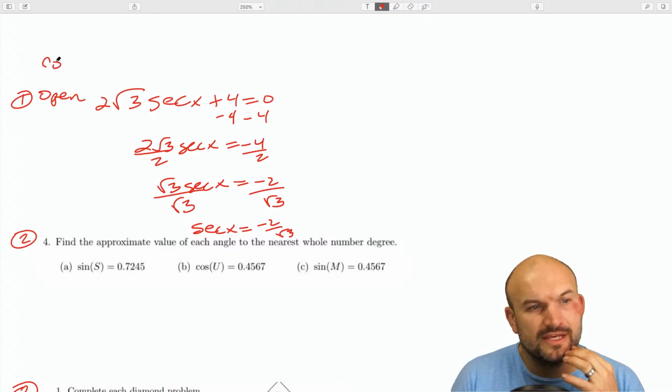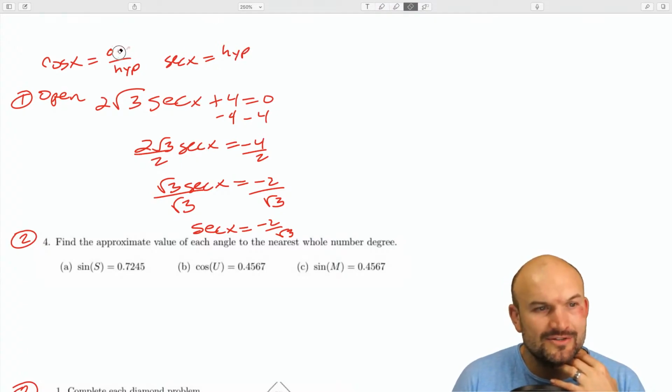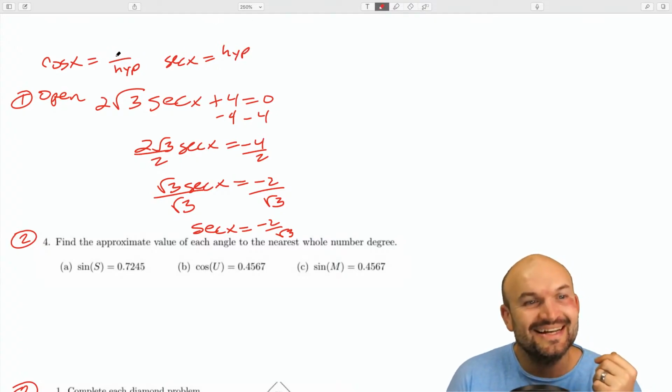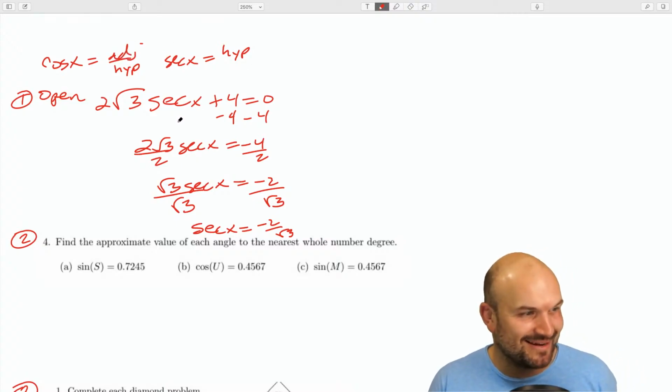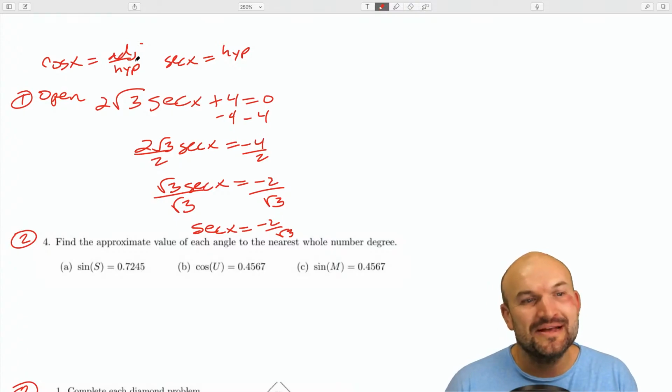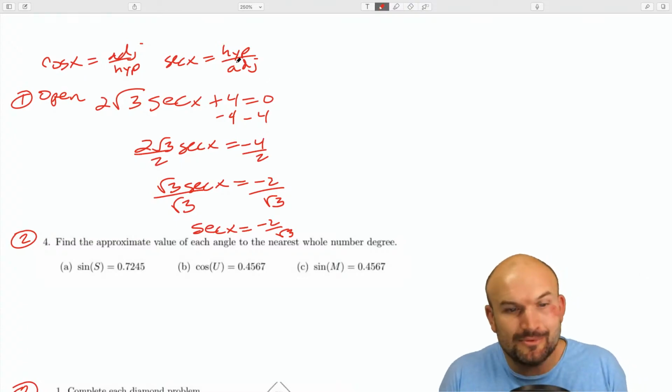Remember, if the cosine of x is opposite over hypotenuse, right? Then the secant of x is the hypotenuse. That's not cosine. It's not opposite. I know, don't need to tell me in the chat. I'm sorry, that's adjacent, right? So it's adjacent over hypotenuse. So the secant is going to be hypotenuse over adjacent. All right? So they're just reciprocals of each other.